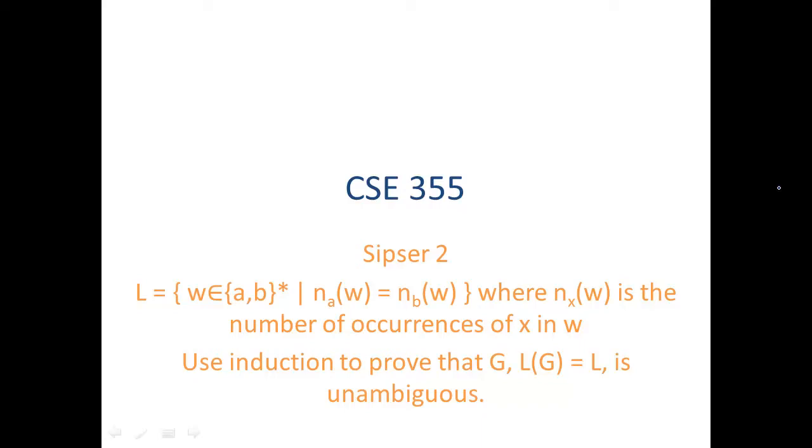In this video, we show how to use induction to prove that the grammar, such that the language of the grammar is L, is unambiguous, where L, our language, is the set of strings W over alphabet {a, b} such that the number of a's in W is equal to the number of b's in W. We showed how to create this grammar in a previous video, so we have a candidate grammar to prove unambiguous, and that's what we're going to do via induction.